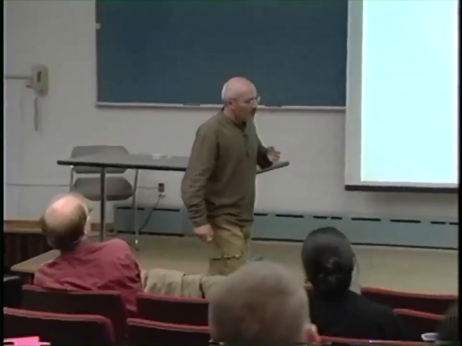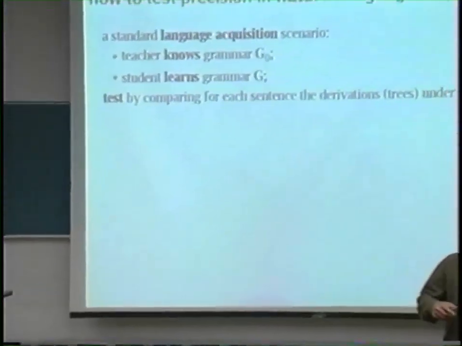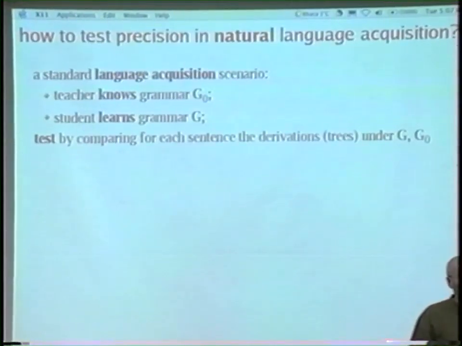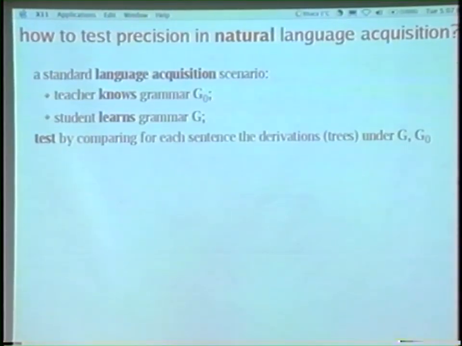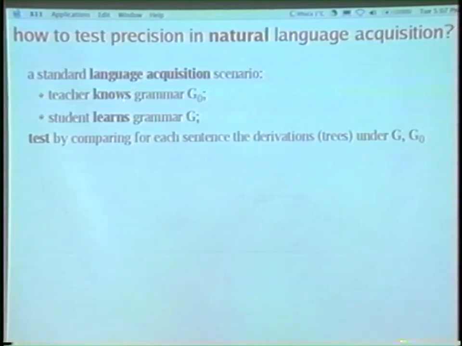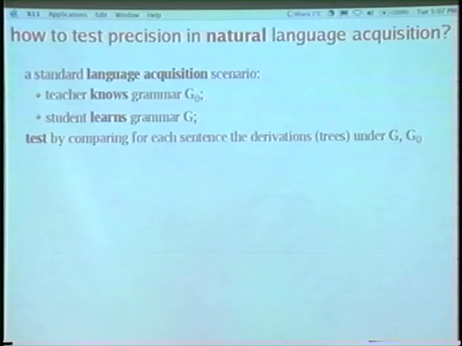So how should one evaluate a system that tries to learn not from a toy corpus for which we have a grammar, but from a natural language corpus for which we don't have a grammar? You may think that you have one, but I'll be willing to argue with you about that. So a standard language acquisition scenario: a teacher who knows some grammar, a student who learns some grammar, and you test by comparing derivation trees. That's what strong generativity is supposed to be about.